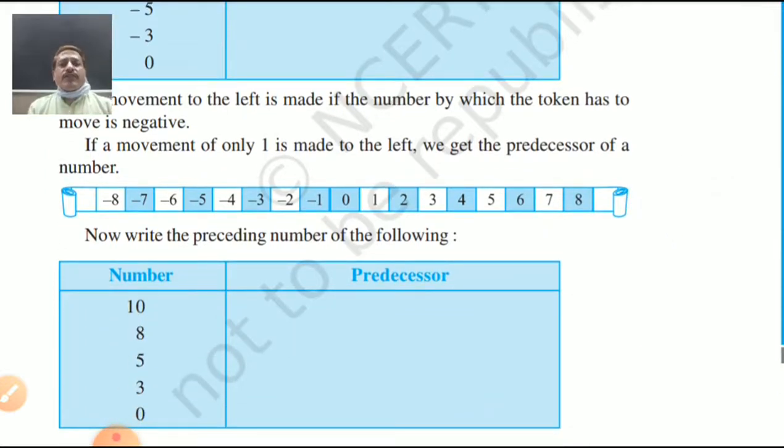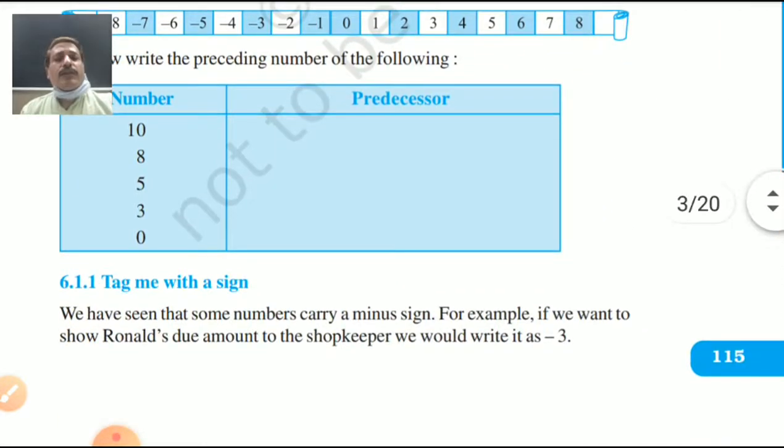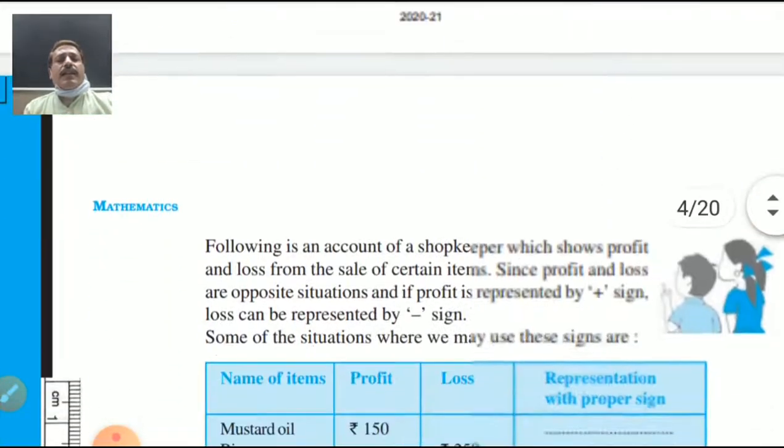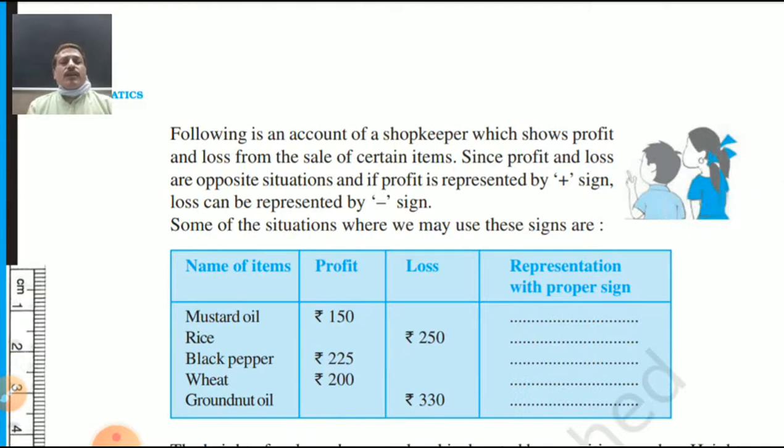Good. Predecessors. Student, what is the predecessor? Yes, the number before. Before 10, what is the number there? Yes, 9. Very good student. So here, this is the tagging. Tagging means what? Some students are going to purchase something: mustard oil, rice, black pepper, wheat, groundnut oil, etc. The price is this, profit or loss. We have to represent profit with a plus sign and loss with a minus sign. Yes, so plus 150, minus 250, plus 225, etc.